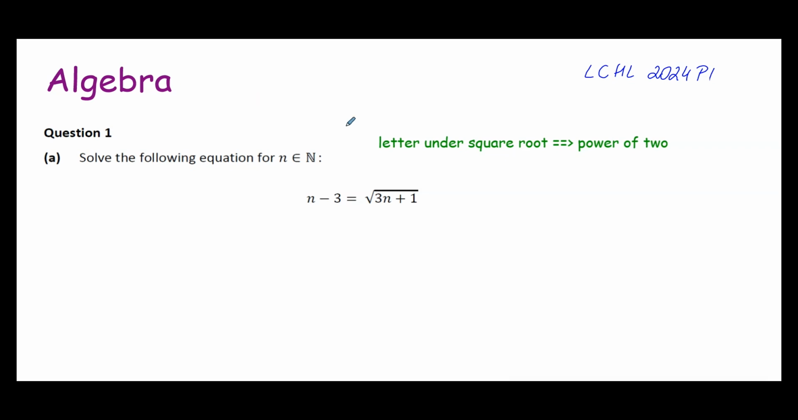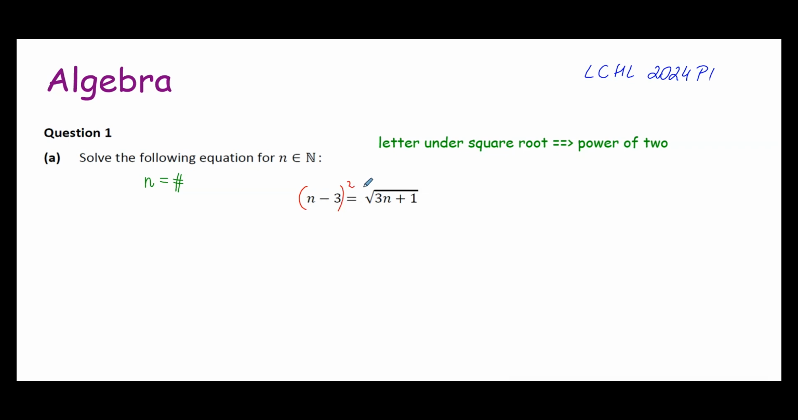Let's talk algebra, and specifically, what do we do when we have a letter under the square root? So when there is a letter under the square root, how do we deal with that? We use power of 2. Now, when they are saying solve the equation for n, that means basically at the end of our answer, we're going to have n equal a number, isn't it? That's where we are going. Okay, so power of 2.